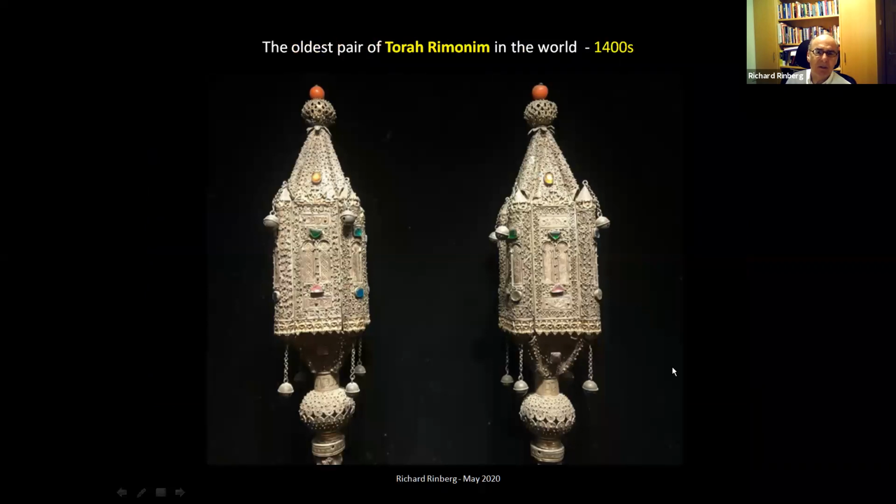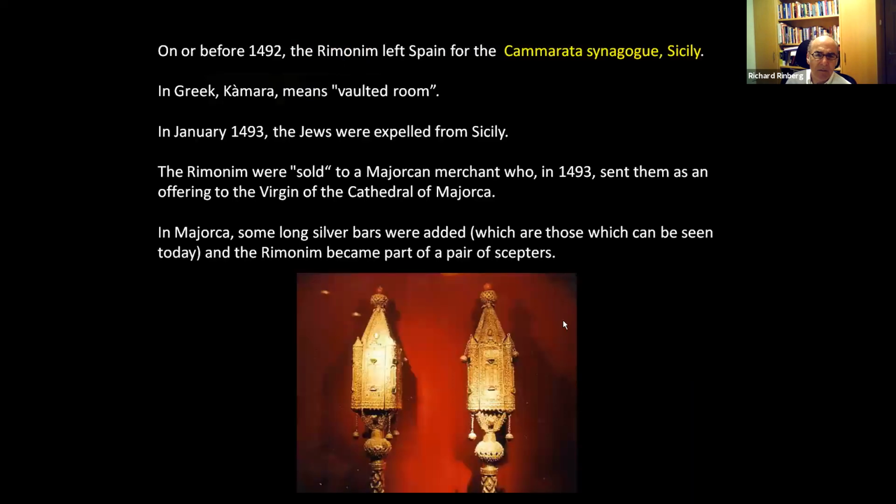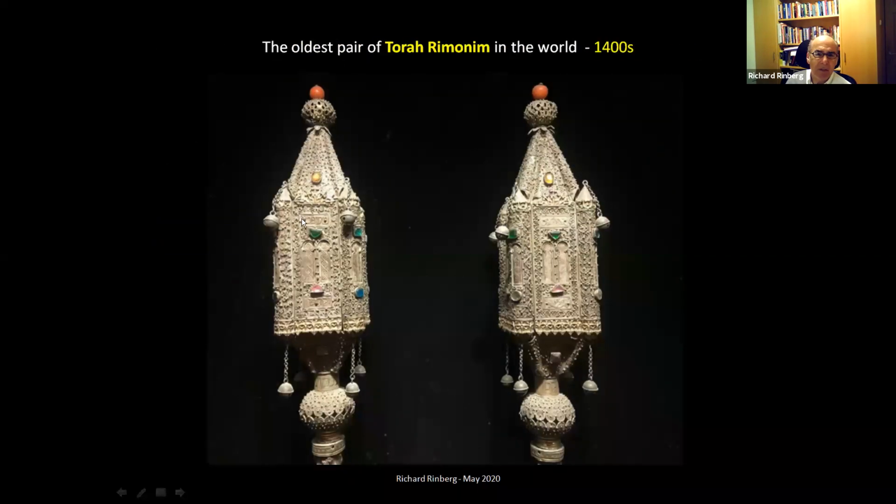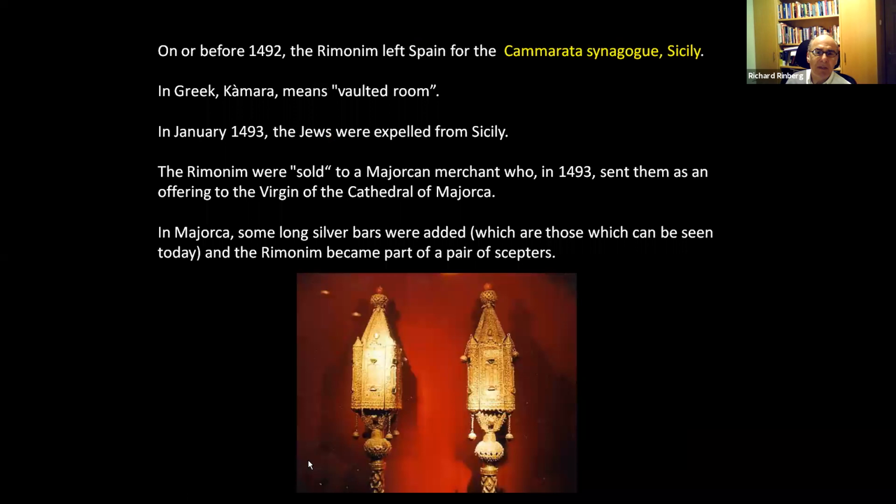You can see the jewels. Difficult to read here, but we'll look in a sec. There's some writing here in Hebrew. See the Rimonim type shapes if you want. But they put on these silver staves to turn them into something else.